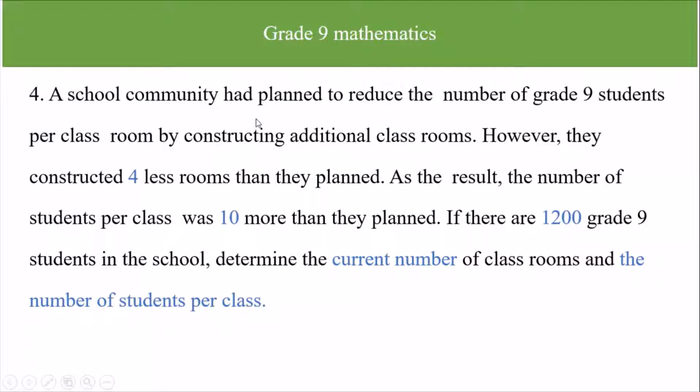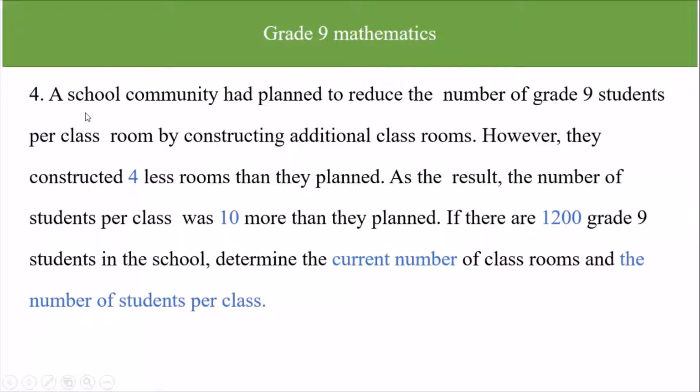Let's read this word problem. A school committee had planned to reduce the number of grade 9 students per classroom by constructing additional classrooms. However, they constructed four less rooms than they planned. As a result, the number of students per class was 10 more than they planned. If there are 1,200 grade 9 students in the school, determine the current number of classrooms and the number of students per classroom. Here, we are asked the currently available number of classrooms and the number of students per classroom.